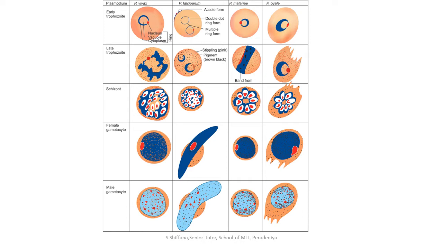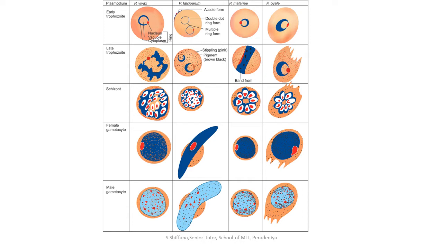When we consider the four species of Plasmodium, in the erythrocytic cycle, or RBC cycle, we can see different morphology. When we consider Plasmodium falciparum, first we will discuss that one.